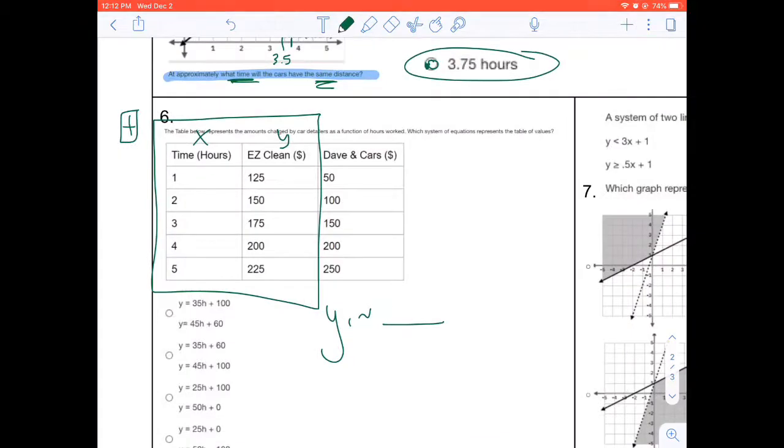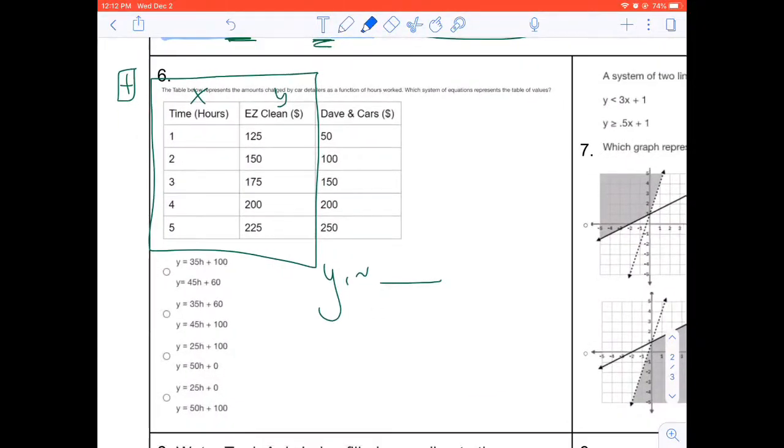So let's look at our answer choices. Are we going to see 25x plus 100? In this case, it's not showing you an h, it's showing you an x. And then here, that piece is not correct, so we have to eliminate that one. And I don't see it anywhere else. So based on just doing that one thing, we already know our answer.